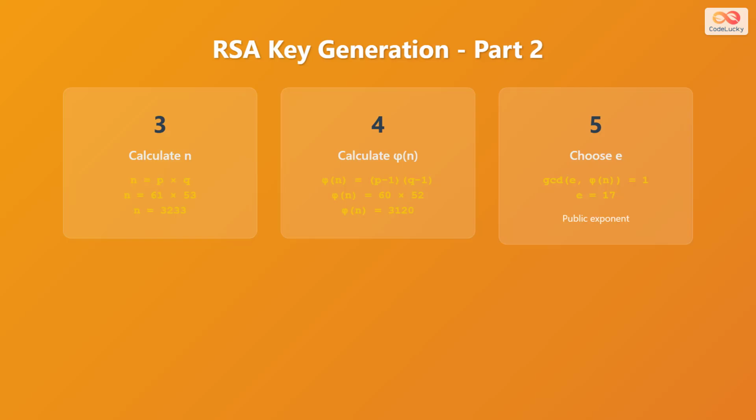Step 5. Choose e. e must be chosen such that the greatest common divisor of e and phi of n is 1. For example, e equals 17. e is known as the public exponent.